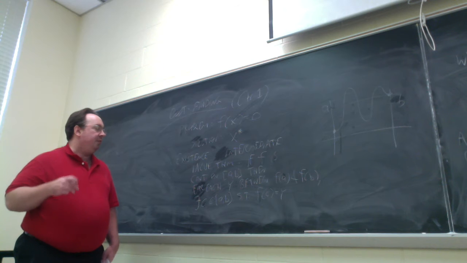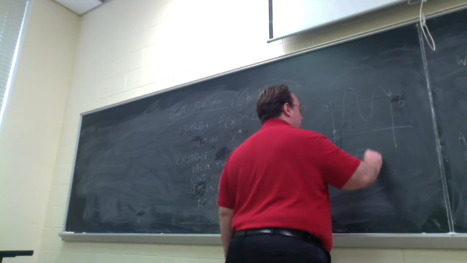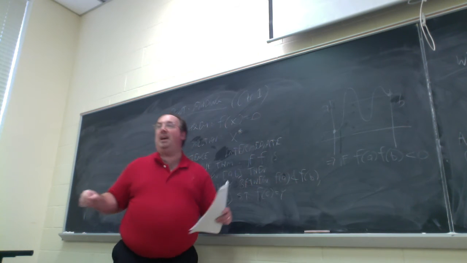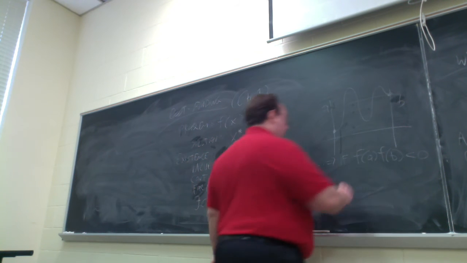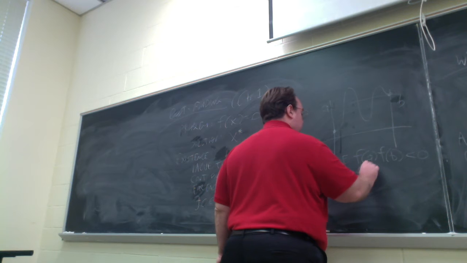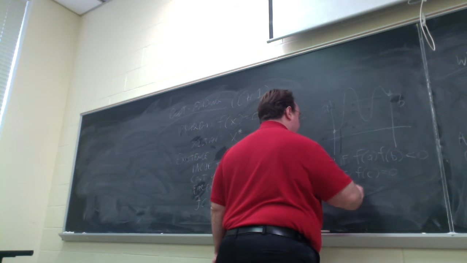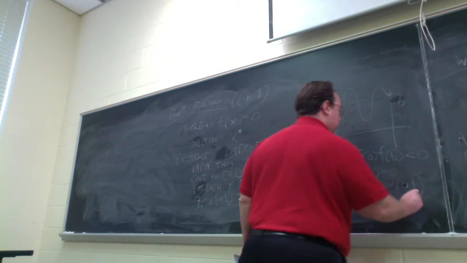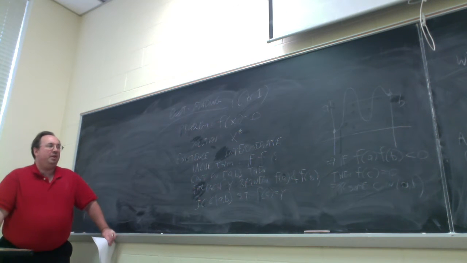So what that means is, if f(a) times f(b) is a negative number, meaning f(a) and f(b) have opposite signs, one's positive, one's negative, then f has to have a root somewhere in between. In fact, that principle leads to a method called bisection. It's a simple but slow method for finding a root.